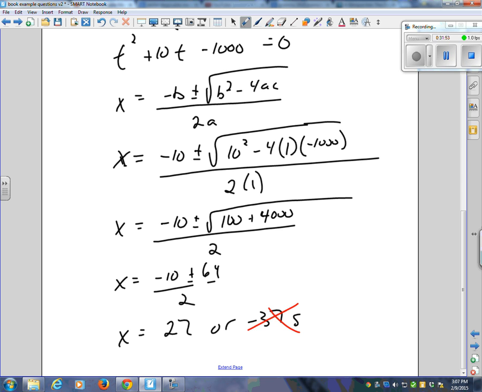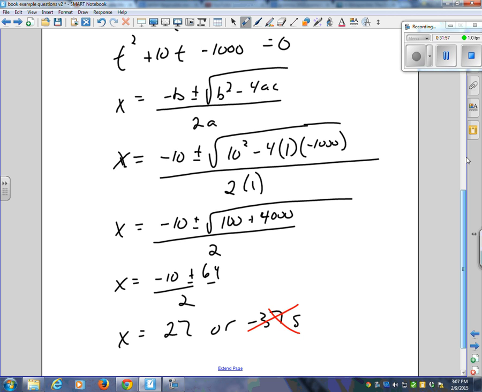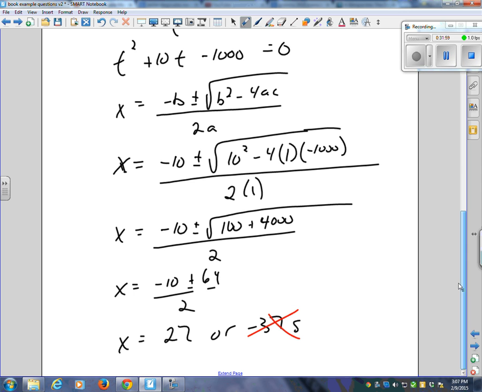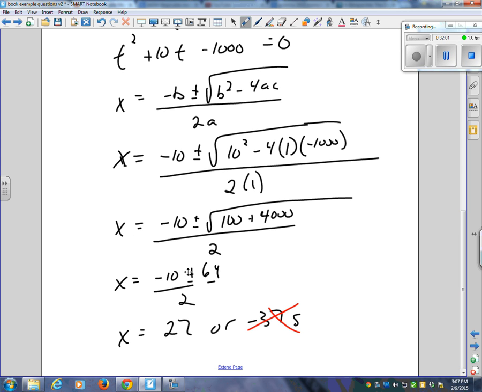Okay, so let's just go back and look at the strategy there. I just plugged it in. It would be minus 10, minus 64 all over 2. Oh yeah, sorry. Right?